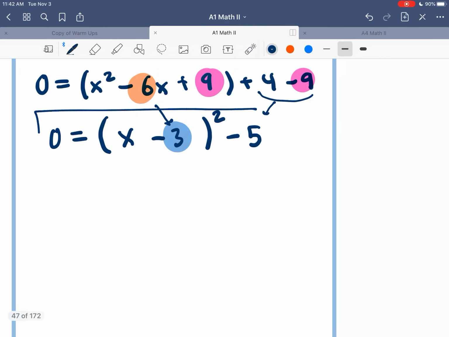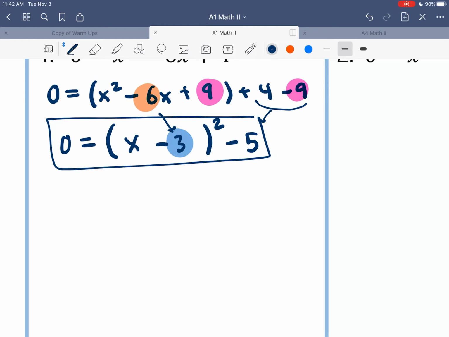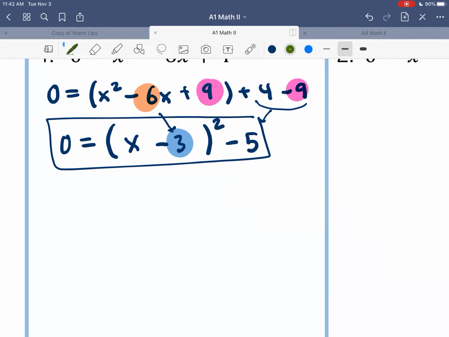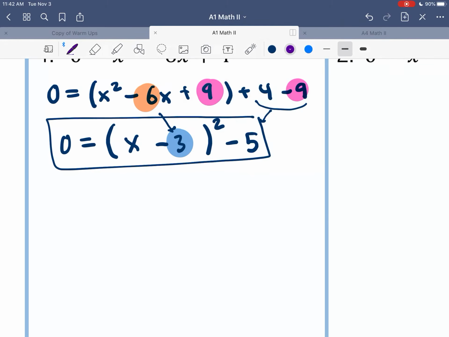This is vertex form. We've made it to vertex form, but now we need to solve it. So to solve, I'm going to do this in a different color. What color? Maybe green? I don't like green. I'm not a fan. I just changed my mind because I don't like it.